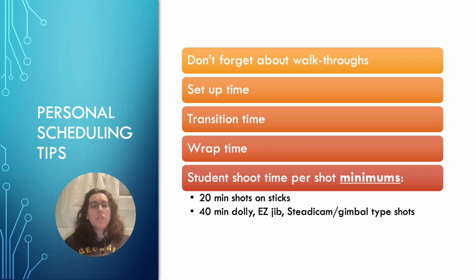These are my student shoot minimums. When you look at the shot list the director gives you and you see you have this many shots and they're these types, these are my personal rules. Never schedule less than 20 minutes for shots on sticks, unless it's a quick insert of a phone. If you're getting a close-up insert of a phone, maybe that's less.